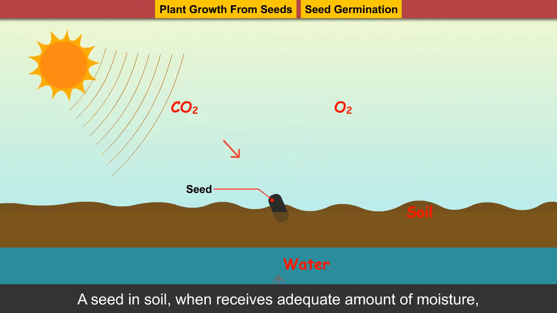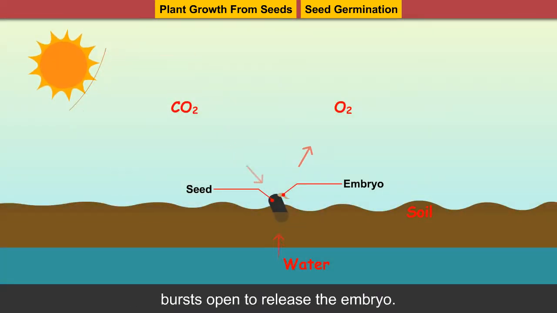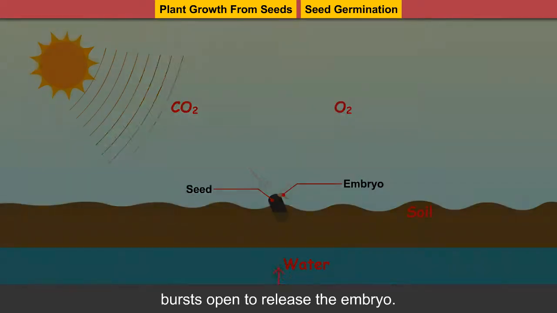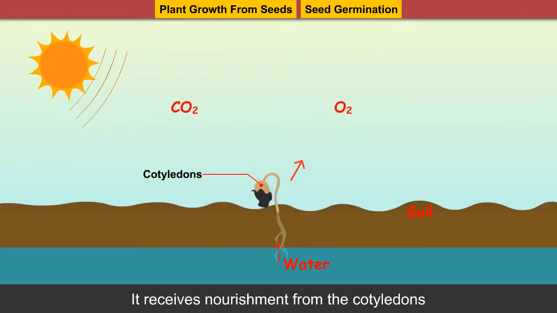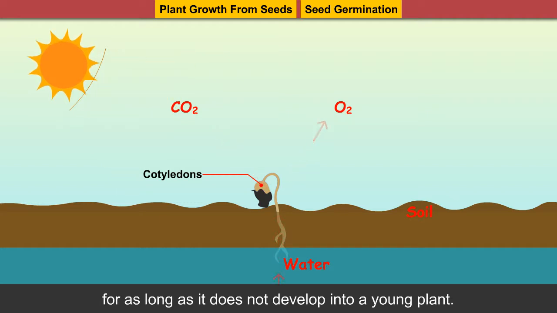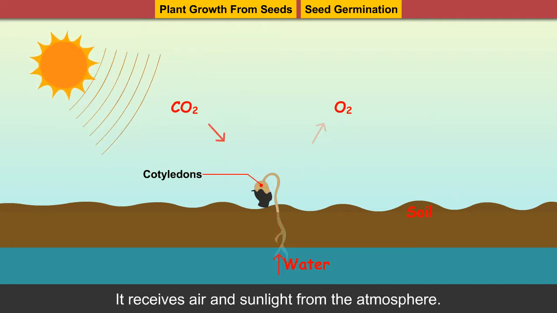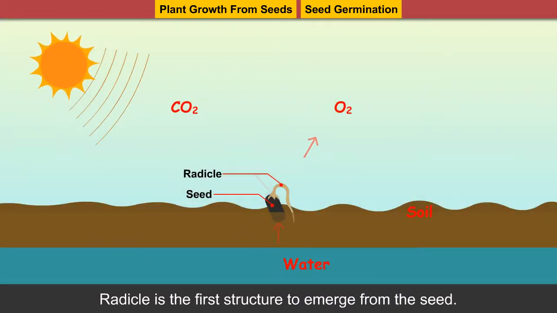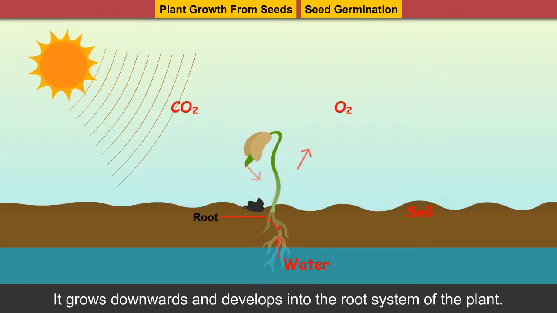A seed in soil, when it receives an adequate amount of moisture, bursts open to release the embryo. It receives nourishment from the cotyledons for as long as it does not develop into a young plant. It receives air and sunlight from the atmosphere. Radicle is the first structure to emerge from the seed. It grows downward and develops into the root system of the plant.